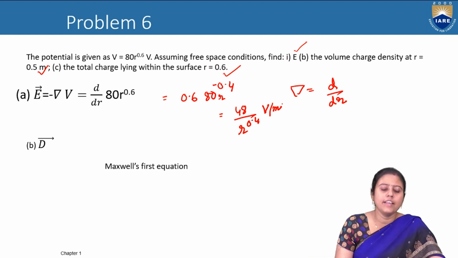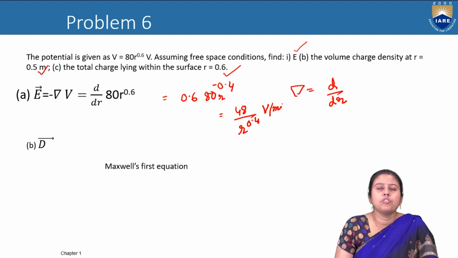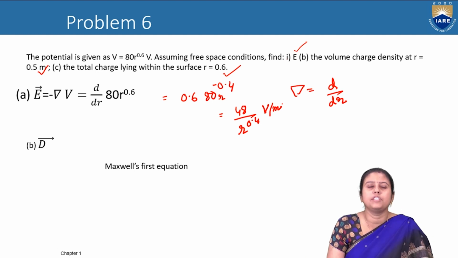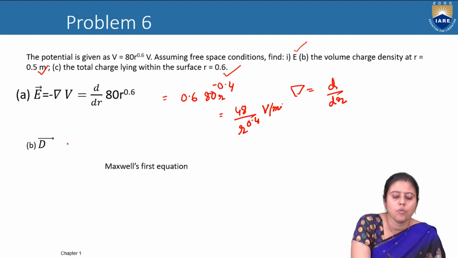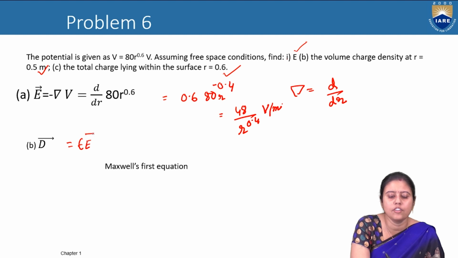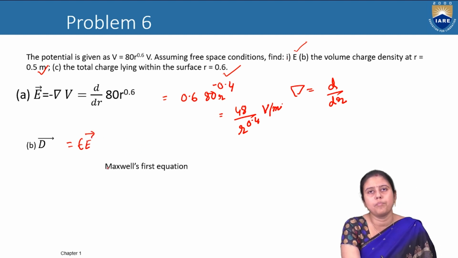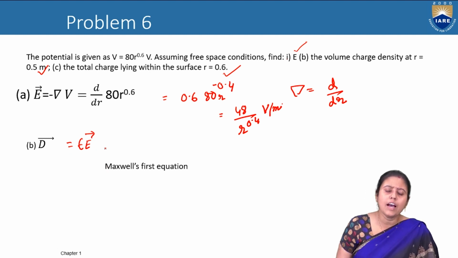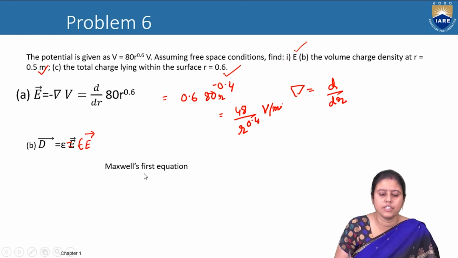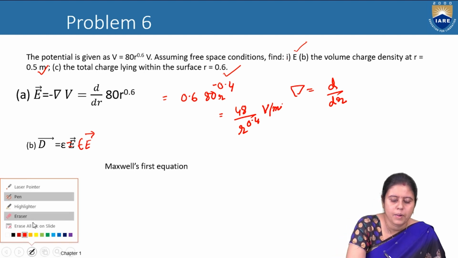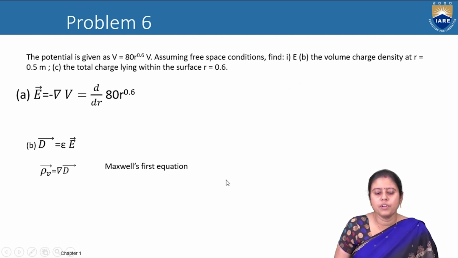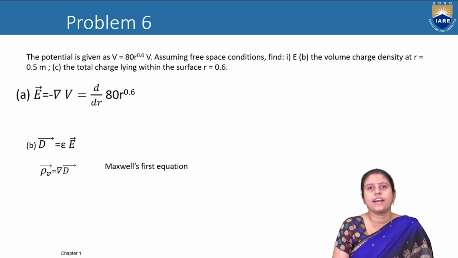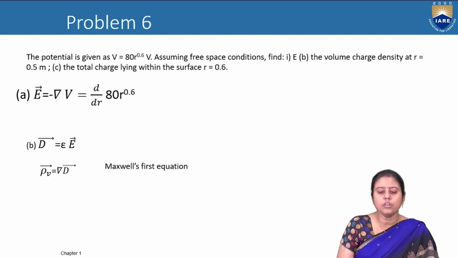So we got E and we know V. We have to calculate the volume charge density. First, if we know E, we will calculate the value of D. D is equal to epsilon into E, where epsilon is 8.854 into 10 to the power minus 12. Now, if we use Maxwell's first equation, we will get rho V is equal to grad D.